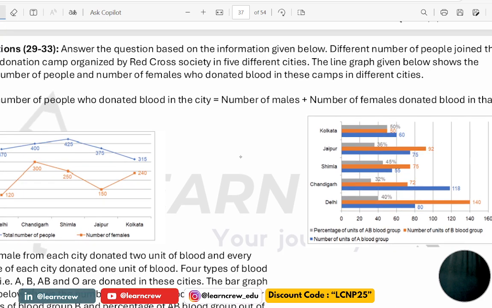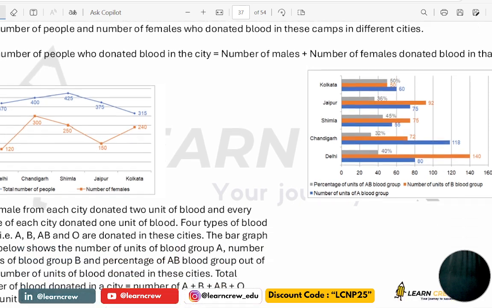The line graph given below shows total number of people and number of females who donated blood in these camps in different cities. Total number of people who donated blood in the city is equal to number of males plus number of females donated blood in that city. So please see here. Delhi, Chandigarh, Shimla, Jaipur, Kolkata, and percentage of units of AB blood group, number of units of B blood group, number of units of A blood group.